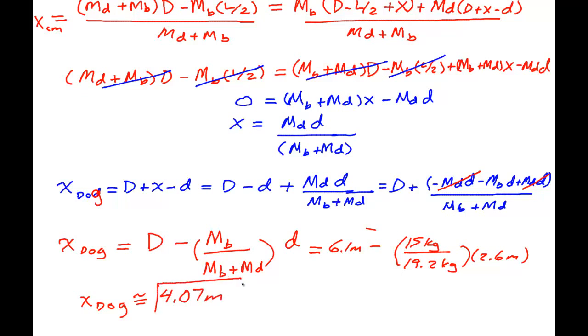Had you not accounted for the fact that the boat would move and recoil to conserve linear momentum, you would have thought it was 6.1 minus 2.6. You would have thought it'd be 3.5. He's actually further away, and that's because the boat moved away from the shore at the same time he was trying to walk toward the shore.